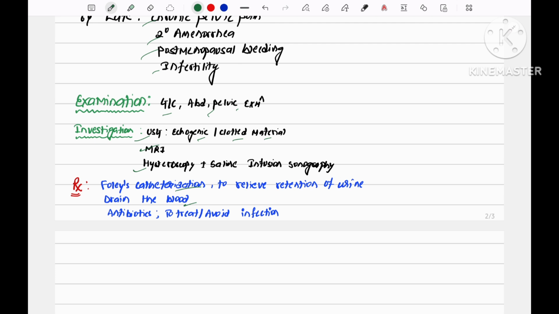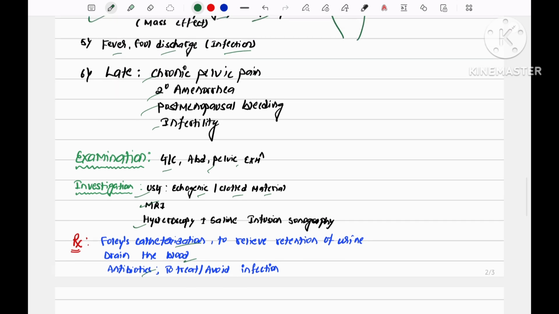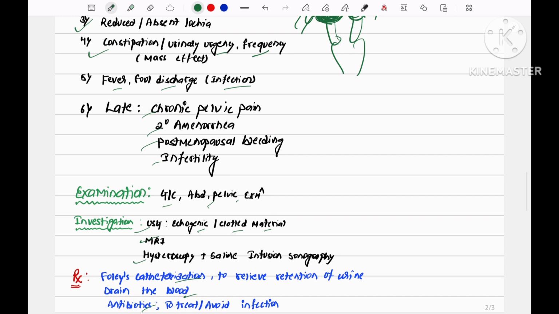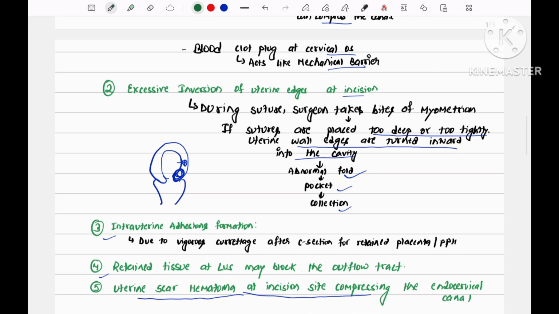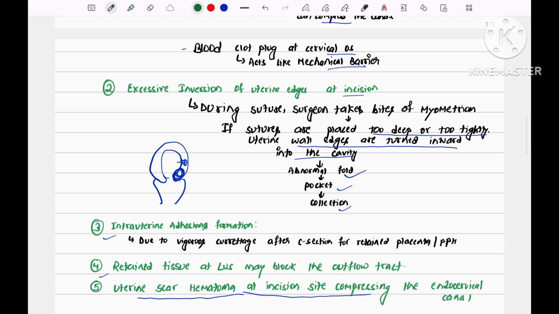And after that, we can give antibiotics. Why do we give them? Because there can be a chance of infection, so to treat or avoid infection, antibiotics are given. And the final treatment in hematometra is removal of the blood and treatment of the cause. If there is any cause, the causes which I have already told you, that cause needs to be repaired or treated in order to prevent further collection of blood in the uterus.